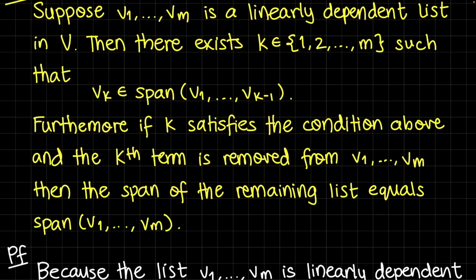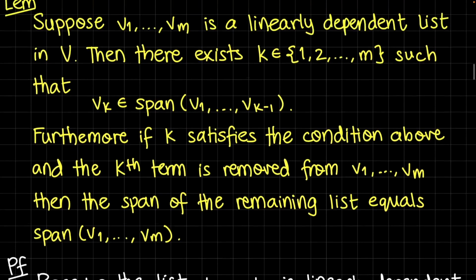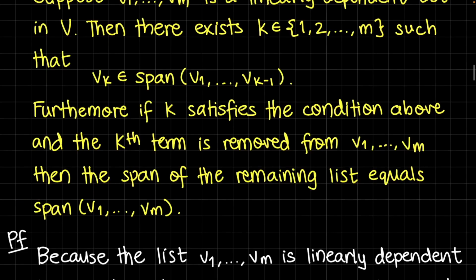Of course, we could reformulate this as vk belonging to the span of the vectors that come after it. But in this version, we're using vk depending on the vectors that come before it. Just remember this placement is important. This will be a notable point in the next result.